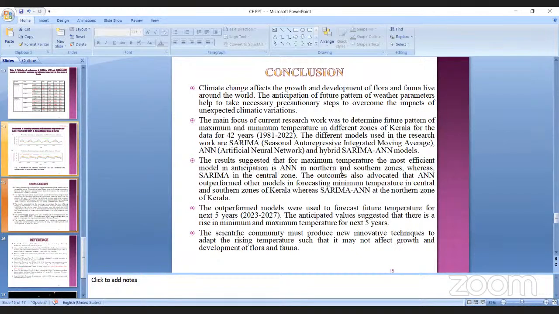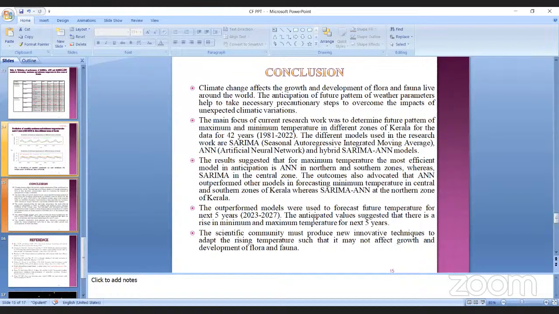The results suggested that for maximum temperature, the most efficient model in the anticipation is ANN in the northern and southern zones, whereas SARIMA in the central zone. The outcome also advocates that ANN outperformed other models in forecasting minimum temperature in the central and southern zones of Kerala, whereas SARIMA-ANN in the northern zone of Kerala. The outperformed models were used to forecast future temperature for the next 5 years. The anticipated values suggested that there is a rise in minimum and maximum temperature for the next 5 years.